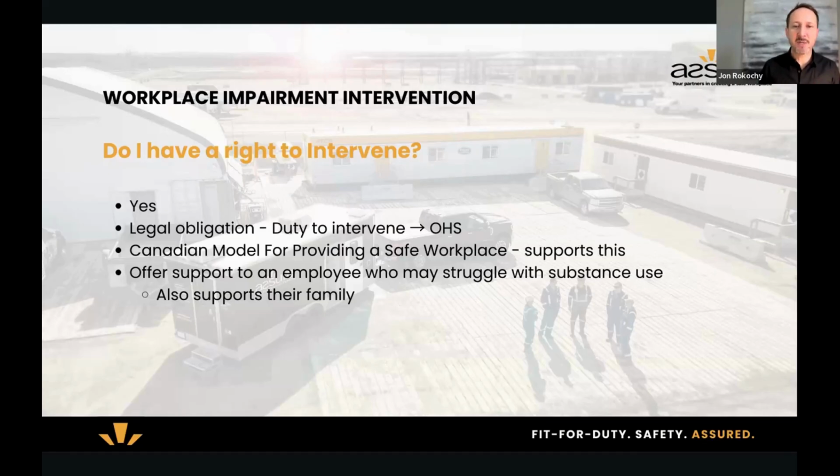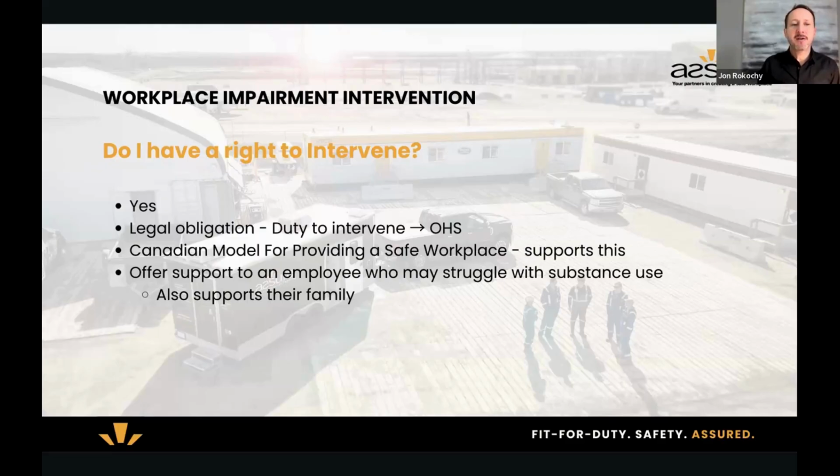The Canadian model for providing a safe workplace talks about and supports reasonable cause drug testing, and your company drug and alcohol policy likely references and is modeled around it. It also talks about the importance of supervisor reasonable cause training. So the Canadian model says all managers in the safety sensitive industry should get training in supervisor reasonable cause, in how to recognize signs of impairment and how to appropriately intervene.